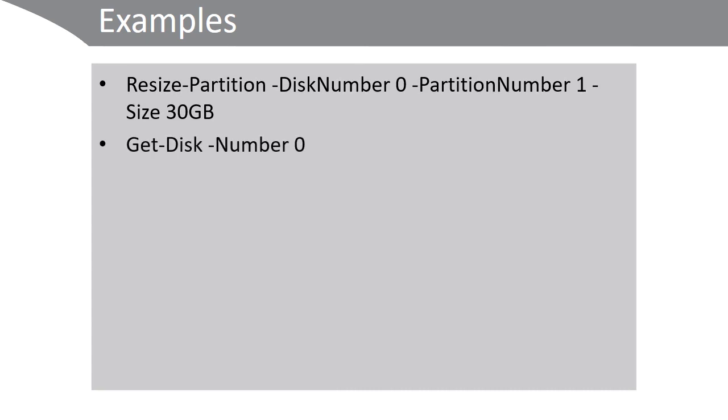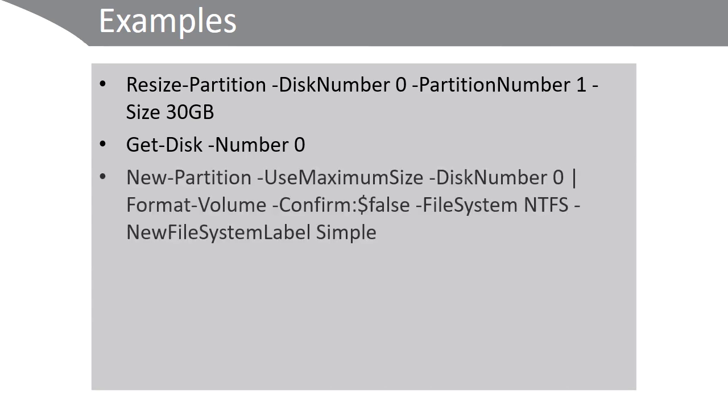This command retrieves disk 0. This command creates a new partition. It specifies the size and the disk number to use. The symbol over here on the right passes the result of one command to the next. That's the way Windows PowerShell works. So we've specified a new partition using a maximum size on disk 0, and then we're going to format a volume using the NTFS file system, and then we're going to call this simple.